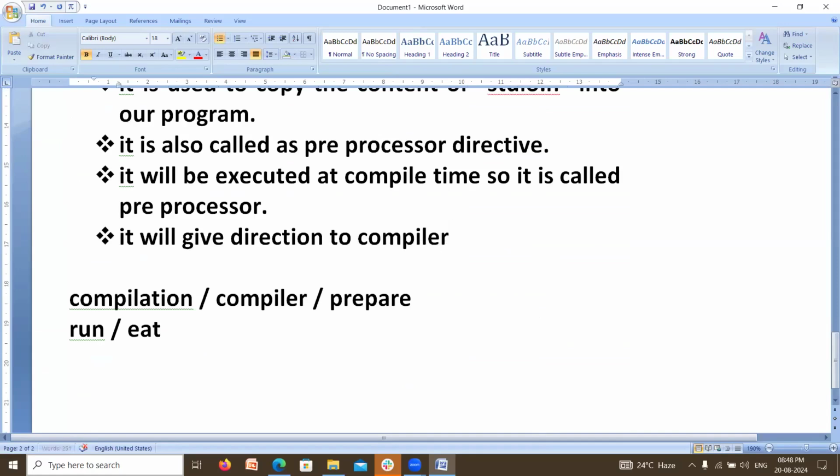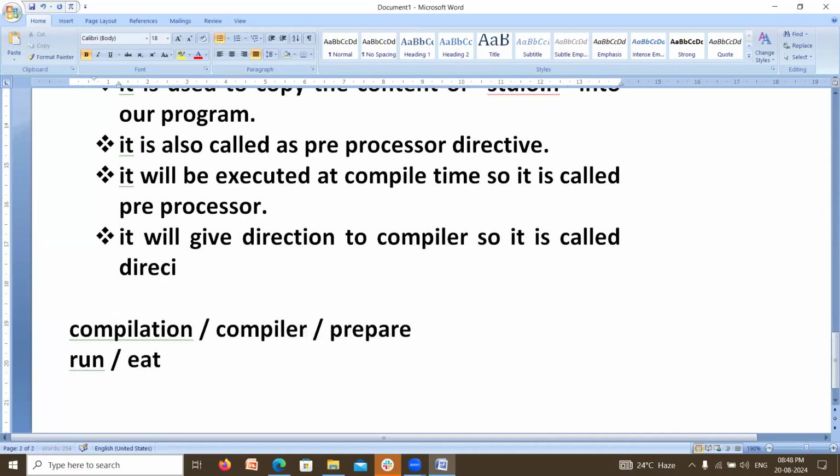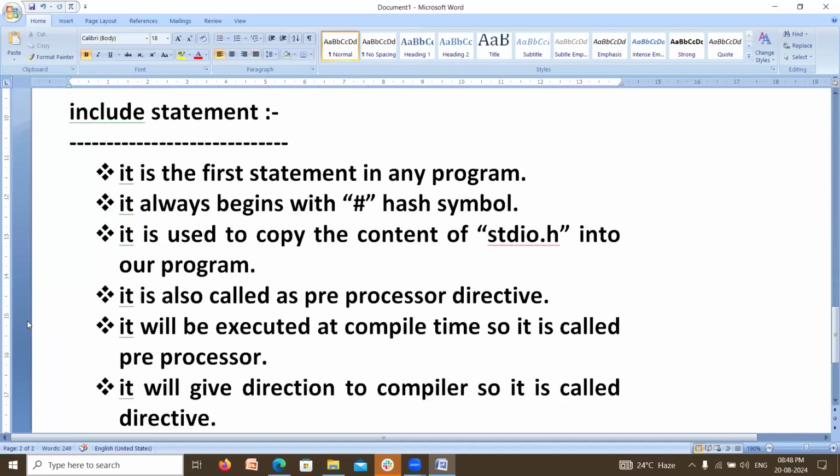What is compiler? Compiler is a software which converts your program into machine understandable programs. It gives direction to compiler. So it is called directive. So it is about the include statement. Friends, note on this.